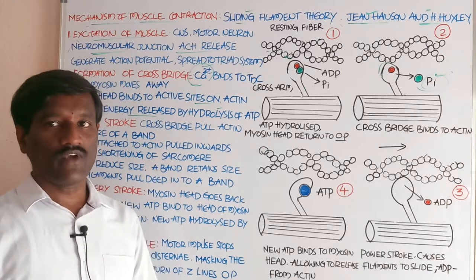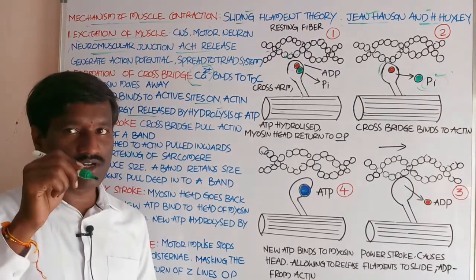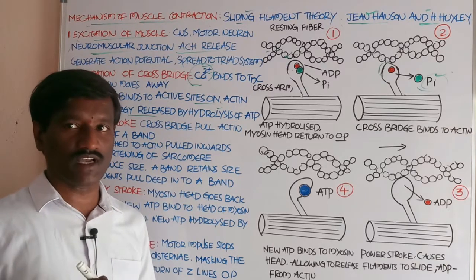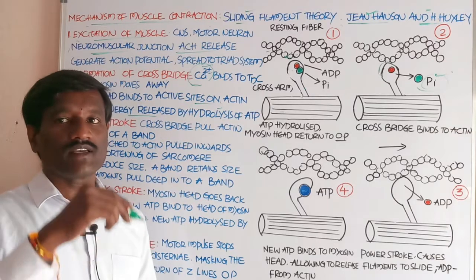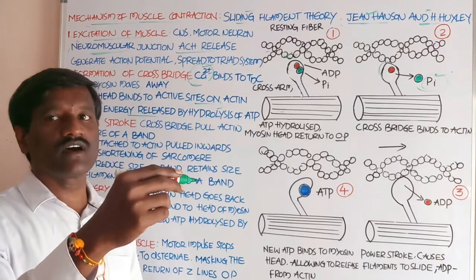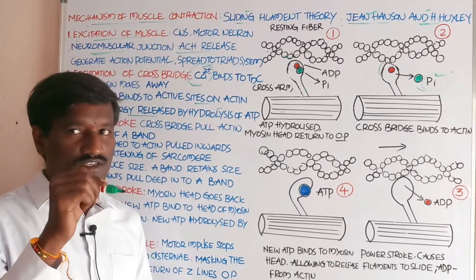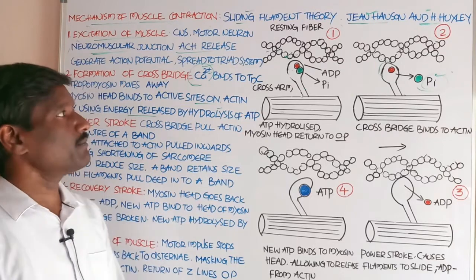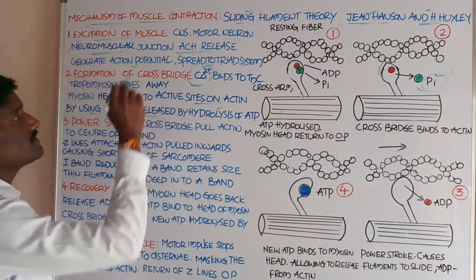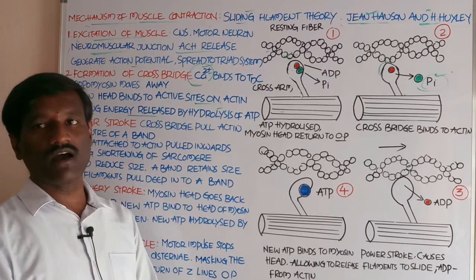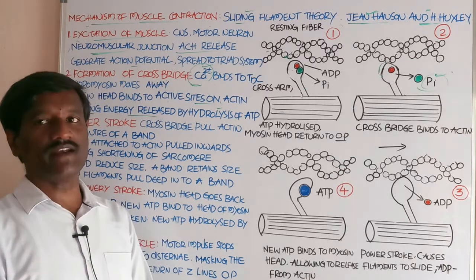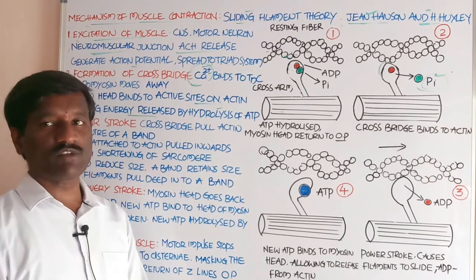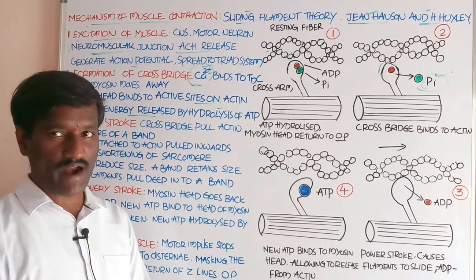Okay student, when the neural signal reaches the neuromuscular junction, at the same time acetylcholine is released. Acetylcholine is the neurotransmitter that is released. And this generates the action potential. When acetylcholine is released, it generates the action potential in the sarcolemma, and from the sarcolemma it spreads to the triad system.